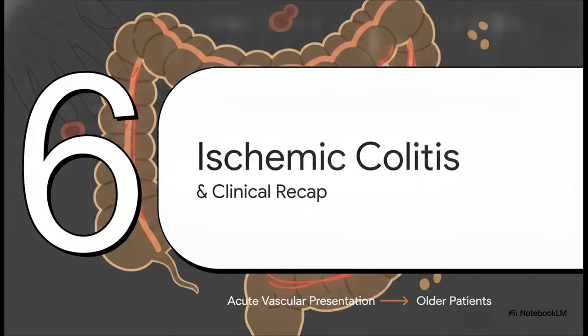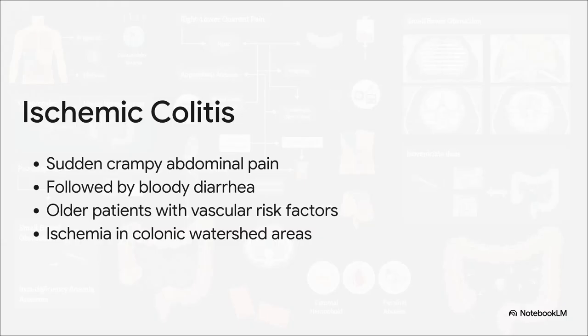Section 6. Ischemic colitis and a clinical recap. To wrap up our lower GI pathology framework, let's look at ischemic colitis. This strikes older patients who have established vascular risk factors, and it almost always happens after a state of transient hypotension, like during a major surgery or an episode of sepsis.